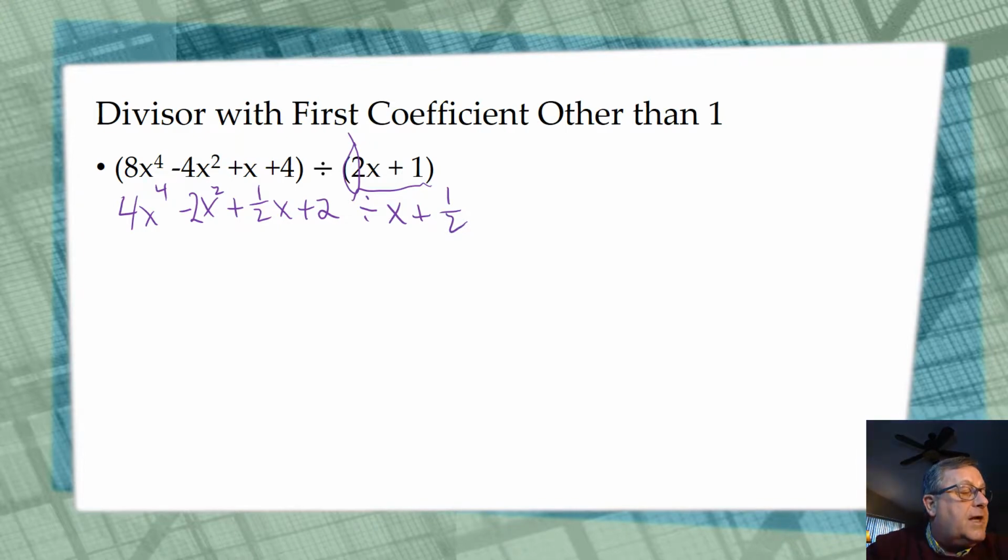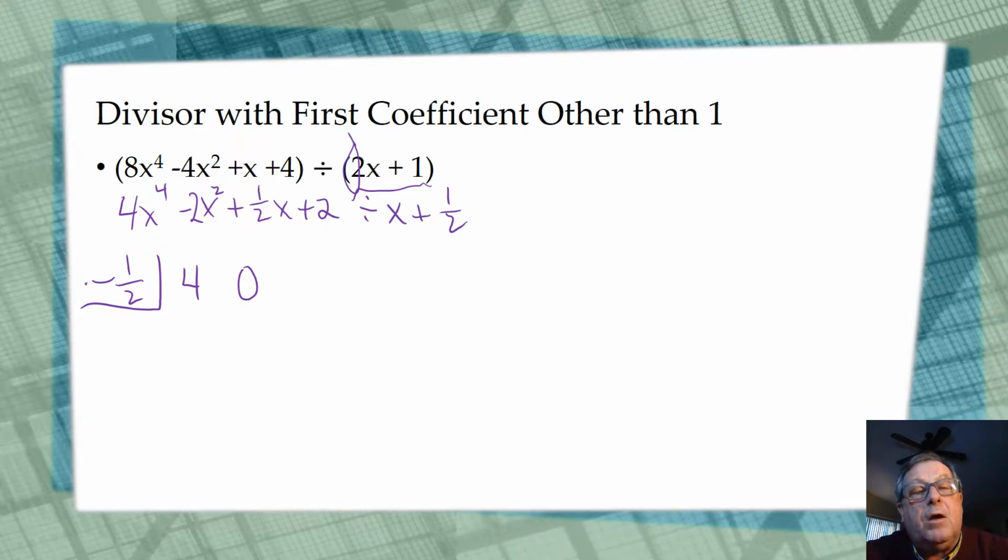And now I'm going to set up my synthetic division. So remember, I've got a plus 1/2. I've got to change the sign of that, and I'm going to put negative 1/2 in the box. And then I'm going to bring down these coefficients. So I've got 4x to the 4th. But notice again, I do not have an x cubed. Got to be careful of that. So I'm going to substitute in a 0, 0x cubed, minus 2x squared, plus 1/2 x plus 2.